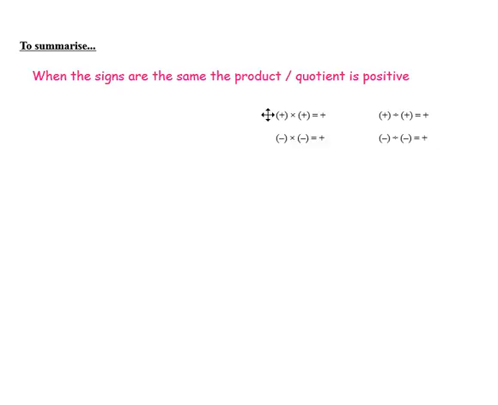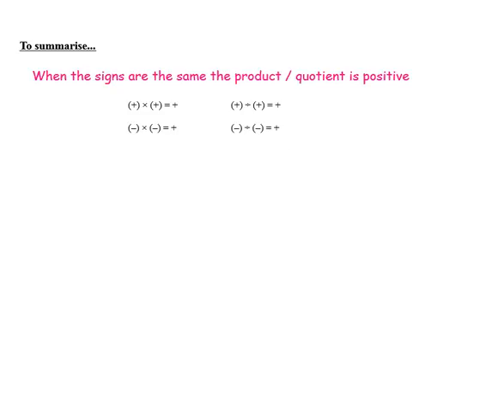To summarize, when the signs are the same, the product when I multiply or the quotient when I divide is positive. So a positive multiplied by a positive will result in a positive. A positive divided by a positive will be positive. A negative multiplied by a negative will give you a positive, and a negative divided by a negative will give you a positive.